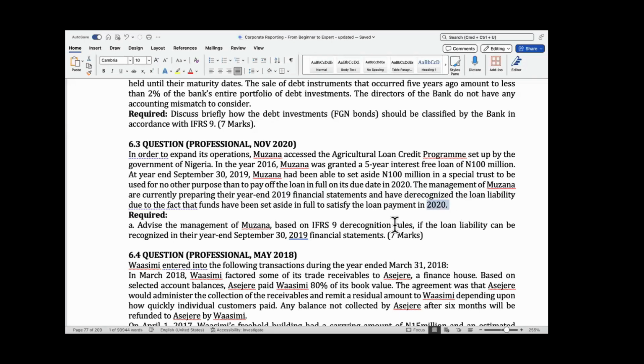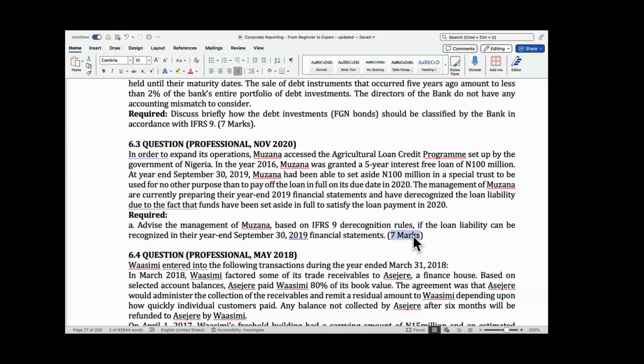So again, these 7 marks. For you to get these 7 marks, the first thing you need to do is to state the recognition principle. That's the first thing you need to identify. And what's the principle? A financial liability is derecognized when it is extinguished, when the obligation has been extinguished, that is, discharged, cancelled, or expired. You now go to the case.